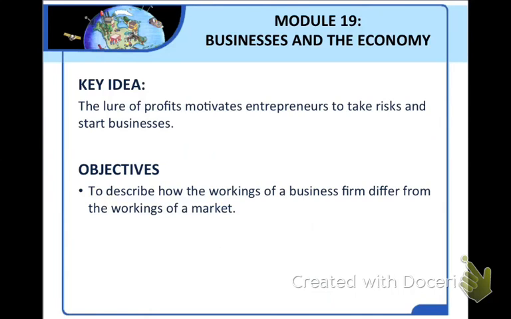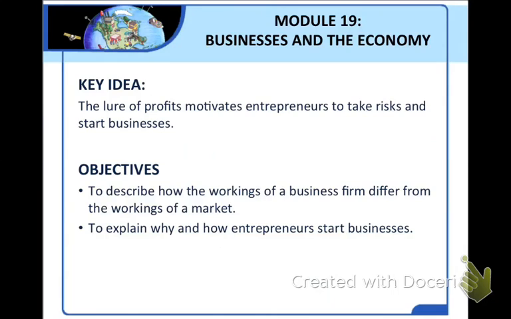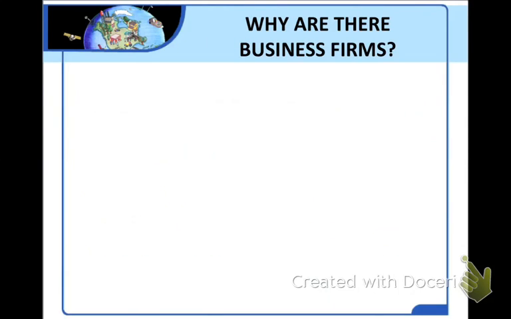So, the objectives that we'll focus on are these. First, I'll describe how the workings of a business firm differ from the workings of a market. Then I'll explain why and how entrepreneurs start businesses, and then I'll discuss the risks and rewards of running a business. So let's get started with this question. Why are there business firms at all?